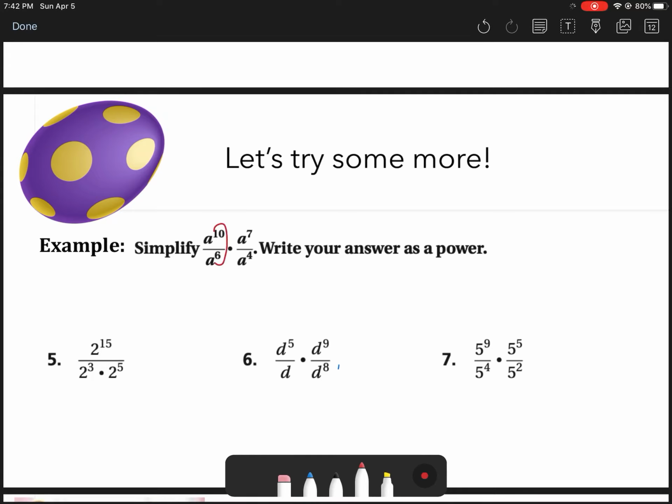So take these here and subtract. 10 minus 6 gives you 4. A to the 7th divided by a to the 4th gives you a to the 3rd, and then add exponents to get a to the 7th.